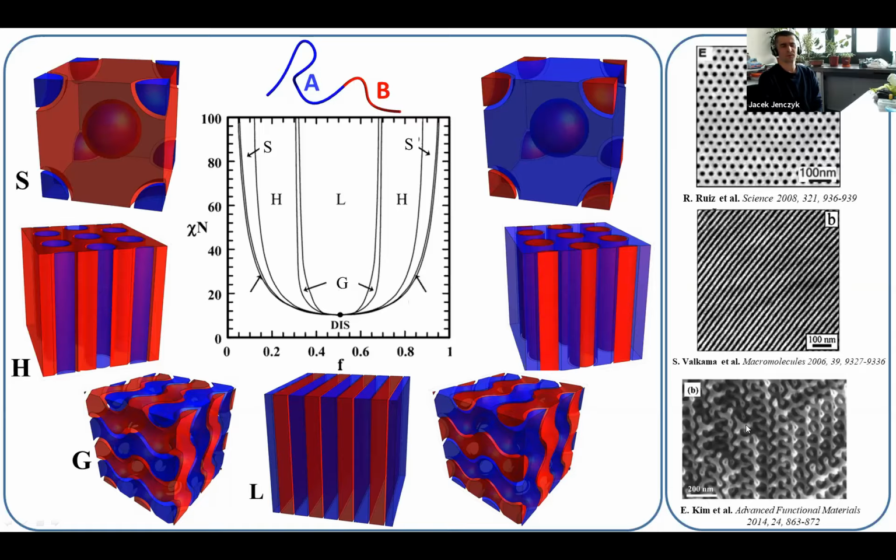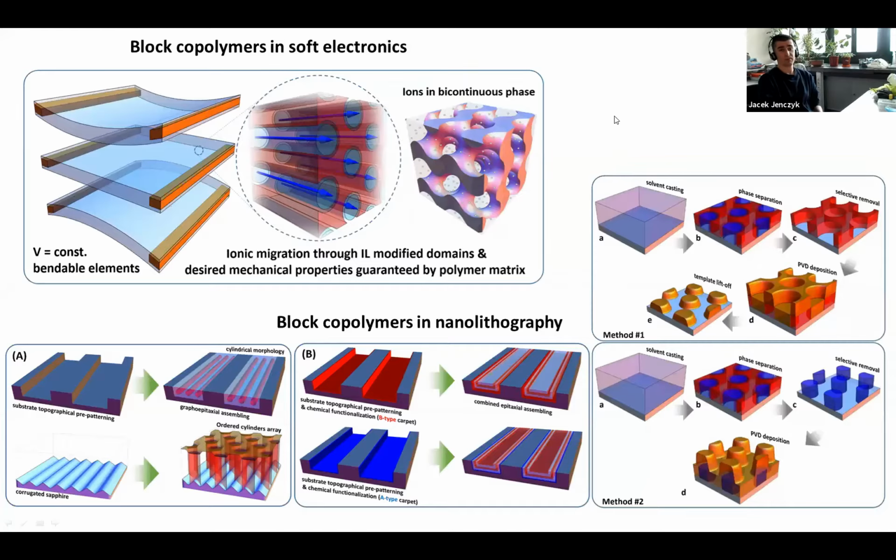What is the most important here is that these features are nanoscopic in size, so potentially they can be quite useful in nanolithography. Therefore, there are a number of engineers and scientists who are really focused right now on developing new strategies where block copolymers can be employed in, let's say, modern nanolithography. So there are different approaches.